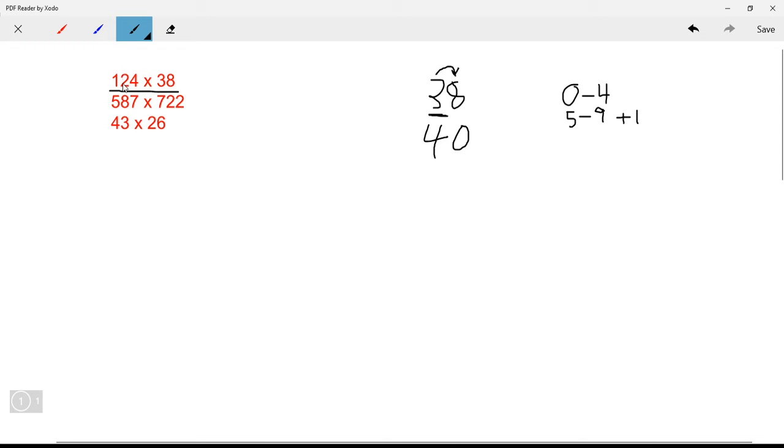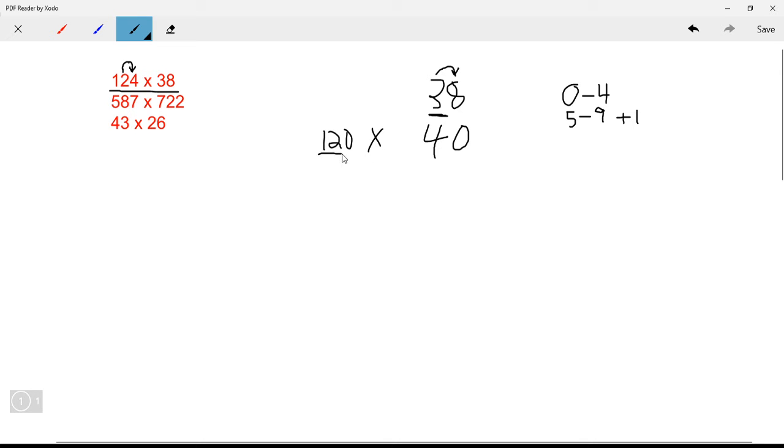And then we do the same thing in 124. Since the 2 is in the tens spot, we go over here, and the 4 is in the 1 spot, which means it's 0 to 4, which means this stays the same. And any number to the left of where we're rounding will also stay the same. So that means we would do 120 times 40.